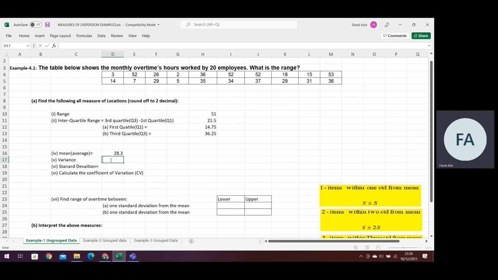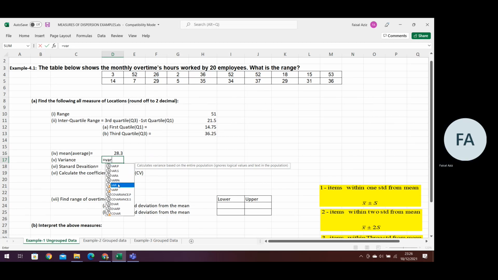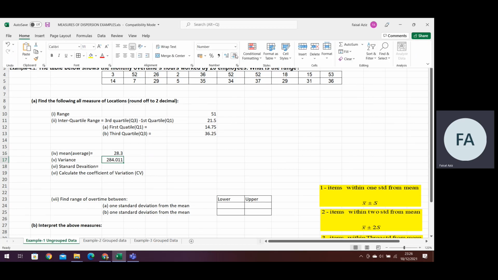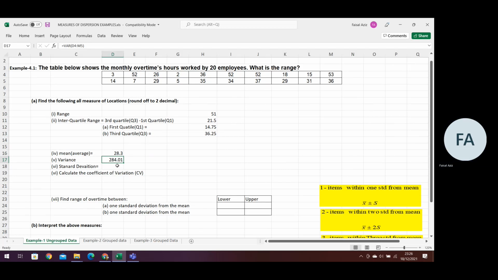Then we have variance. So we can use the VAR formula, variance. Double click, select this data set, and then click enter. The variance comes to 84.0105. So we can reduce the decimal places. We can reduce them to 2 decimal places.